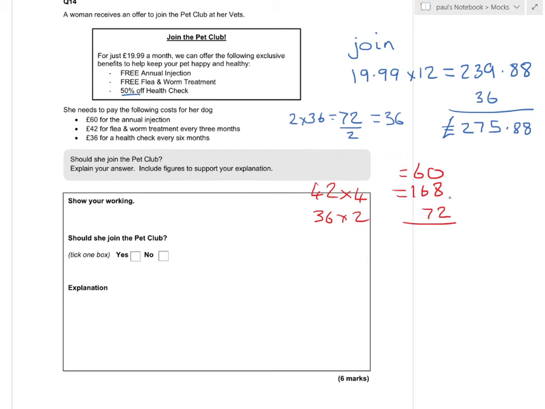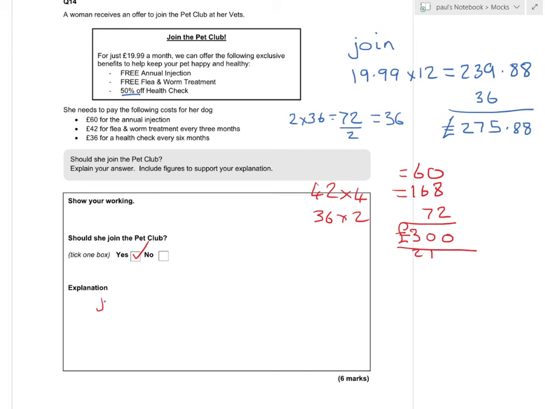Right, okay. So that's 1, 12, 19, 20. That's going to cost her exactly £300. Should she join the program? Yes.